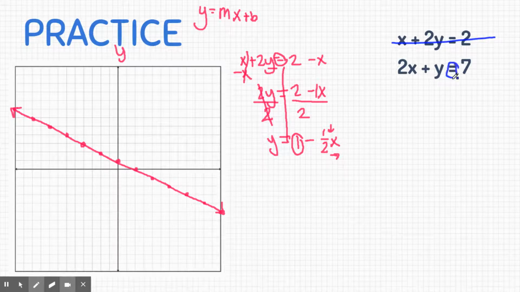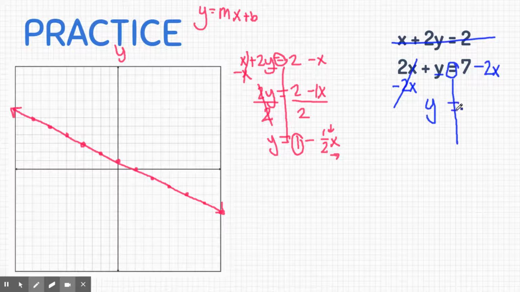The center of my equation is the equal sign. I've got to get y by itself. In order to do that, I first have to get rid of this 2x. So I'm going to subtract 2x from each side. Anything I do to one side, I have to do to the other. Okay, 2x minus 2x is going to cancel out. So now I have y equals 7 minus 2x. Since there's nothing else with the y, we're all done here and we're ready to graph.